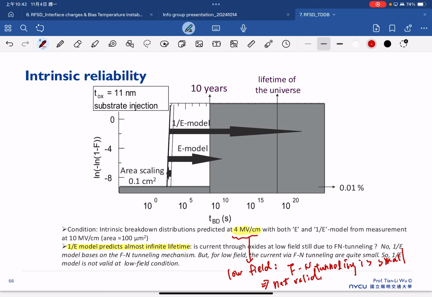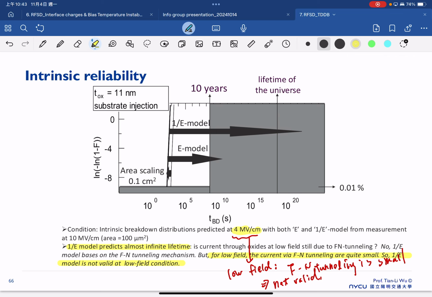So that's why when we do this lifetime prediction, we not only have to understand the model, we also have to check whether the extrapolated result makes sense or not. We need to understand the physics behind the acceleration model, because sometimes it might give us misleading results if the physics is not correct. So the conclusion is that for low field, the current via FN tunneling is quite small, so the 1/E model is not valid at a low field condition. That's also pretty important.